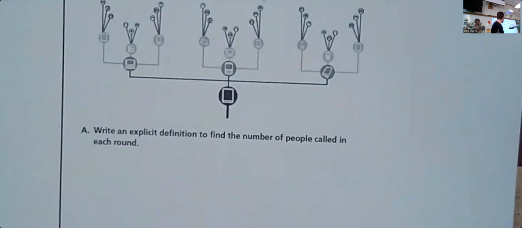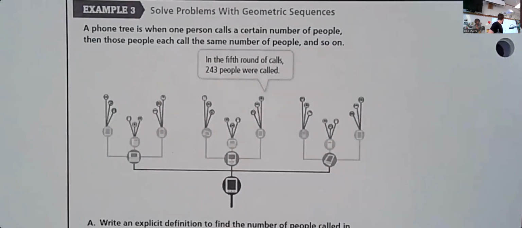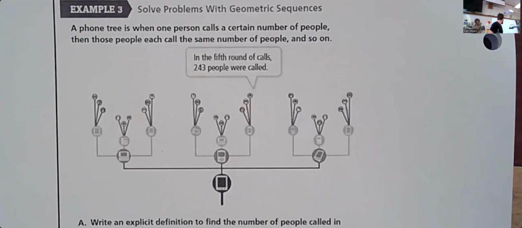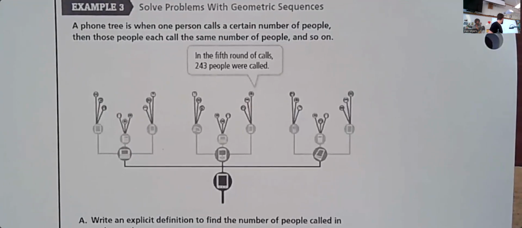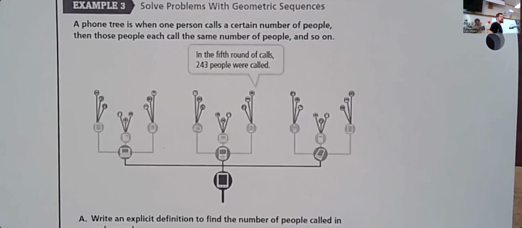All right, now you actually get to use it in some kind of a context. So a phone tree is when a person calls a certain number of people, then those people each call the same number of people, and so on. Sometimes if you work for a company or something like that, does anybody have that kind of thing going on where they work? Are there phone trees where people work? Like if your manager calls you, you're then responsible for calling the next three people on the list, and then they're responsible for calling the next three people after that each. No, it's a thing. Even if you've never had it before, it's a thing.